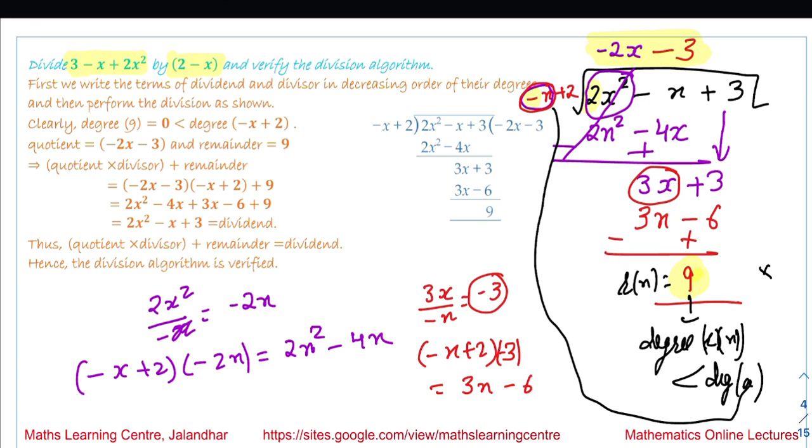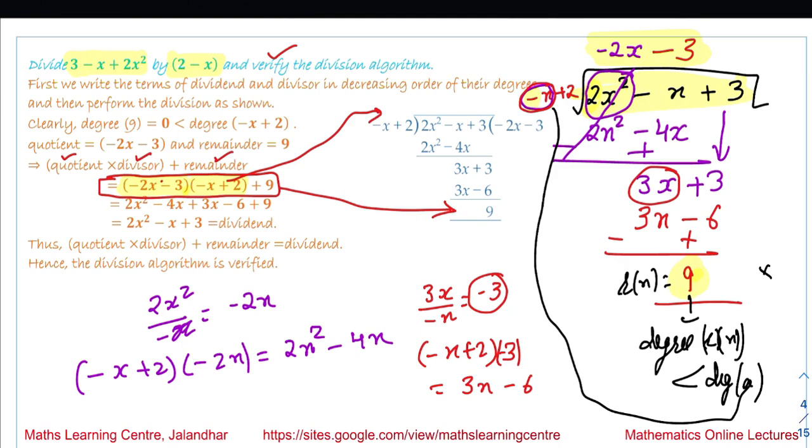We can write 2x square minus x plus 3 is equal to minus 2x minus 3 into x minus 2, plus 9. If we solve this, we have to verify the division algorithm. It means we calculate quotient into divisor plus remainder.